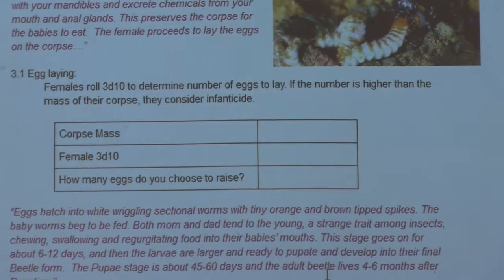All right, so now within each family, you need to lay eggs. So you write down the mass of the corpse that you have. Remember what your corpse mass was. Female in the group, roll 3d10, and that's how many eggs you can lay. But this is where you and your partner need to have a little conversation. Depending on the size of your carrion, you may have too many babies.